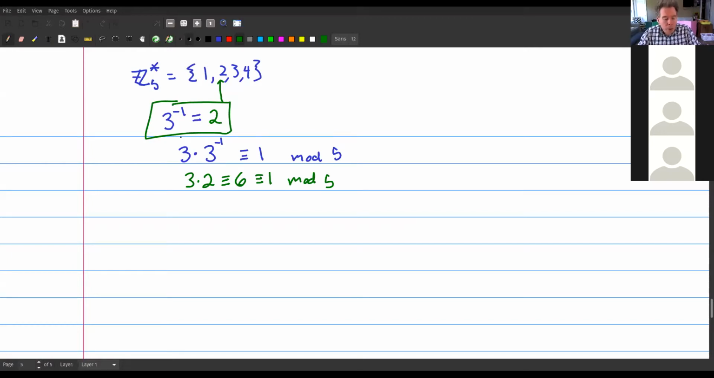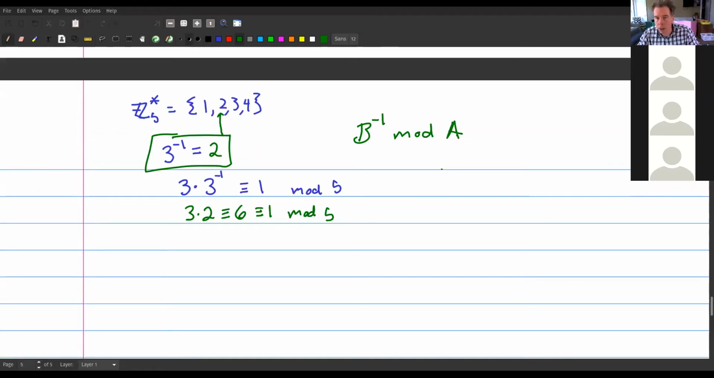Okay, so we just did exactly the same thing, just with bigger numbers. What we just did is we figured out, in the notation from the Sage worksheet, B inverse mod A. So let's go back there and try to understand what we just did in those terms.